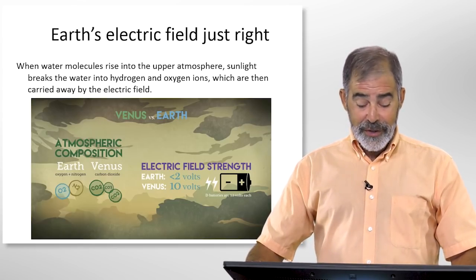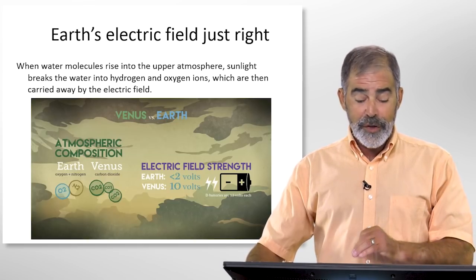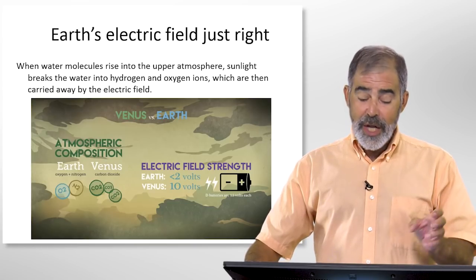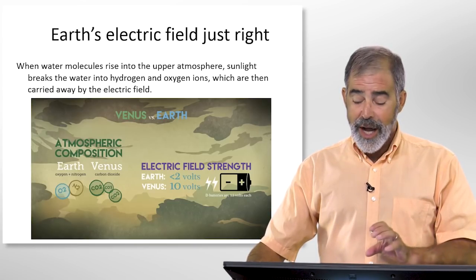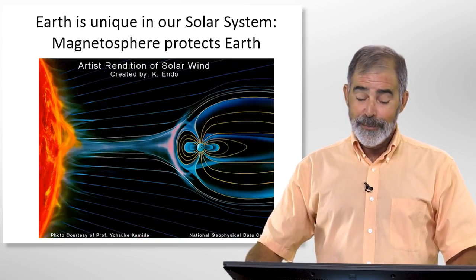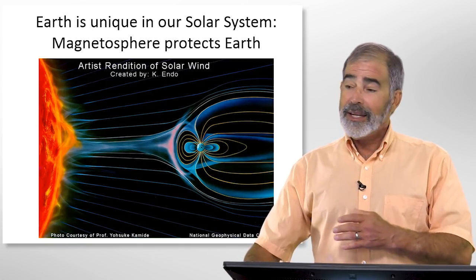We have an electrical field. Venus's electrical field is too intense. Our electrical field is just right. So when water molecules rise up into the atmosphere, sunlight breaks apart the water into hydrogen and oxygen, which then are carried away by the electrical field. It's pretty cool. But one of my favorite aspects of our planetary system is the magnetosphere.